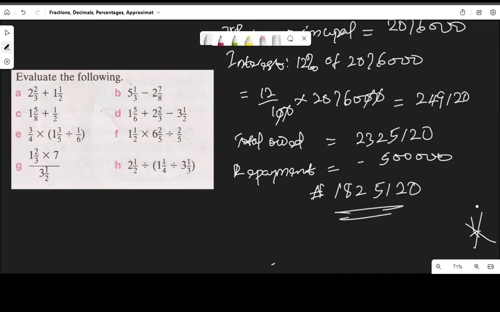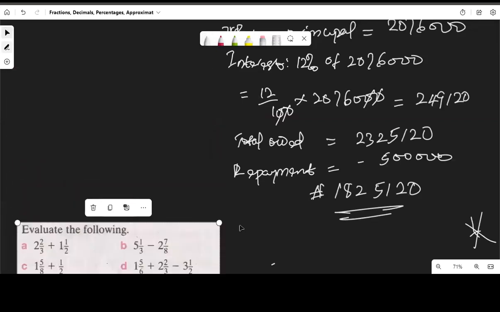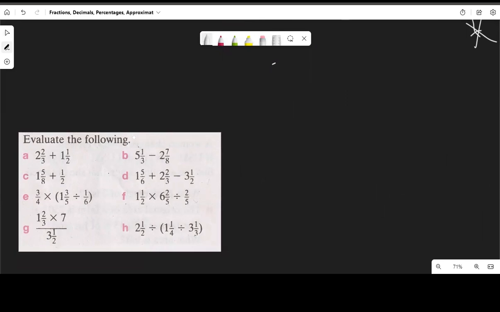And for the last question in this class, we have several fractions here. The question says evaluate the following. The first one: 2 whole number 2 over 3 plus 1 whole number 1 over 2. Let me start here.